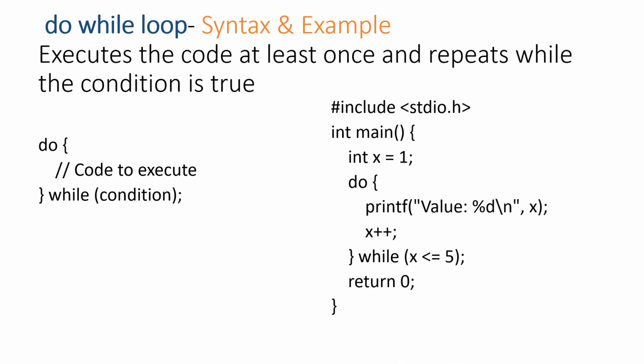So here you can look into the working of this do while loop. The declaration is made int x equal to 1, and then you have do printf value percent d backslash n, x. That means it will print the value of x in an incremented way, checking the condition x is less than or equal to 5.